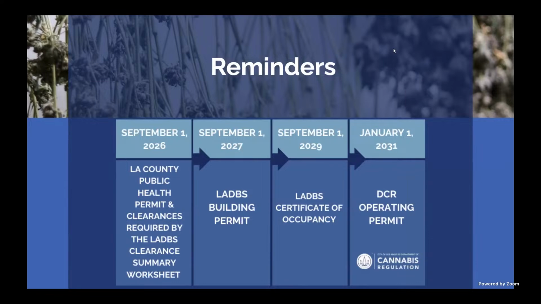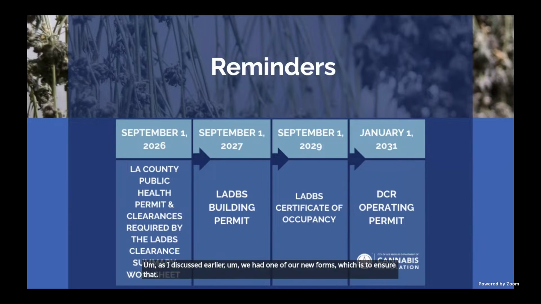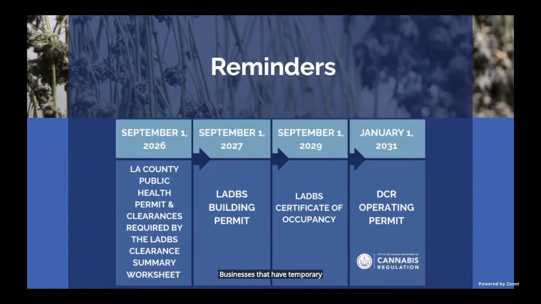As I discussed earlier, we had one of our new forms, which is to ensure that businesses that have temporary approval or have been issued an annual license make progress towards receiving their DCR operating permit by September 1st of 2026. You need to make sure that you have submitted the required clearance summary worksheet.